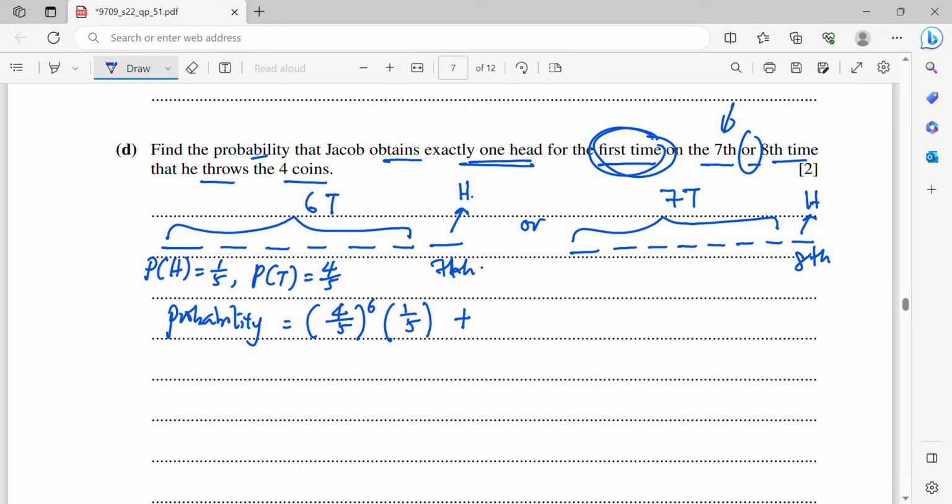That is to get the H. Now plus the 8th throw. Alright, that means it's 4 over 5 to the power 7 times 1 over 5 to the power 1 to get the last H. Okay, then from here when you add up both values, it will be 0.0944, 3 significant figures. Okay, so this is how we solve the D. This is basically geometric distribution.